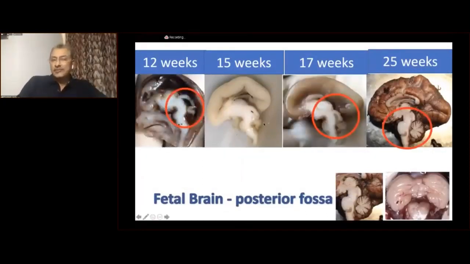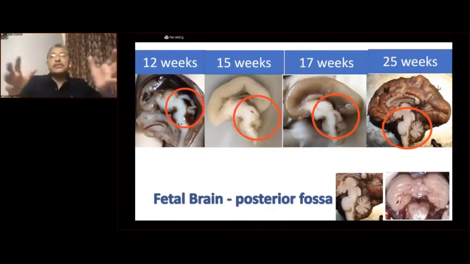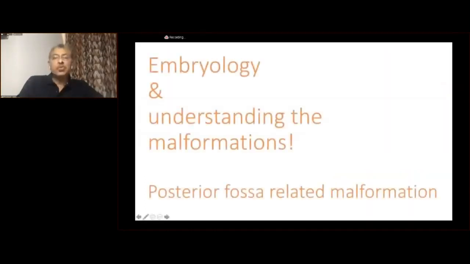At 12 weeks it is different, at 15 weeks it is different, at 17 weeks it is different, and at 25 weeks it is different. So the posterior fossa, the cerebellum and the vermis, they actually develop until 24 to 26 weeks, and even after birth they continue growing. But the structural development is almost complete by the end of the second trimester. You have a mid-sagittal section and a gross specimen, two cerebral hemispheres, and that's the midline portion. That's what the vermis is going to be.